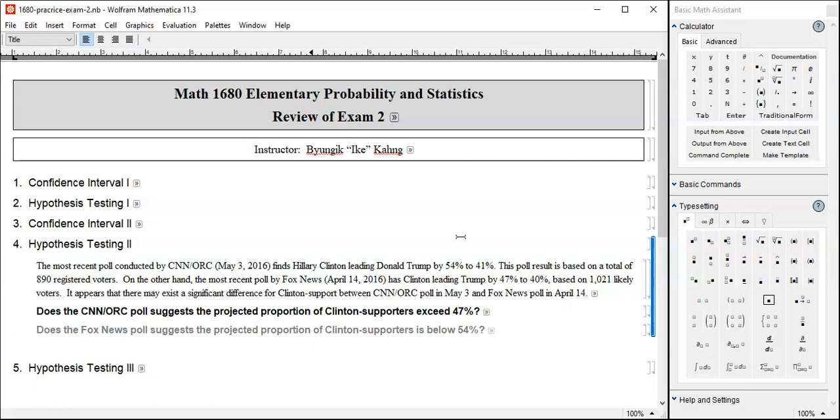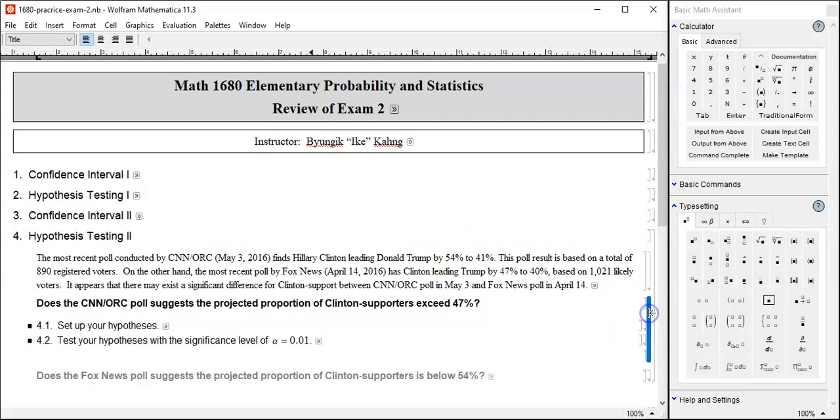Okay, here we go. The most recent poll conducted by CNN-ORC, May 3rd, 2016, found Hillary Clinton leading Donald Trump by 54% to 41%. This poll result is based on a total of 890 registered voters. On the other hand, the most recent poll by Fox News, April 14, 2016, has Clinton leading Trump by 47% to 40%, based on 1,021 likely voters. It appears that there may exist a significant difference between the Clinton supporters in the CNN-ORC poll on May 3rd and the Fox News poll on April 14th.